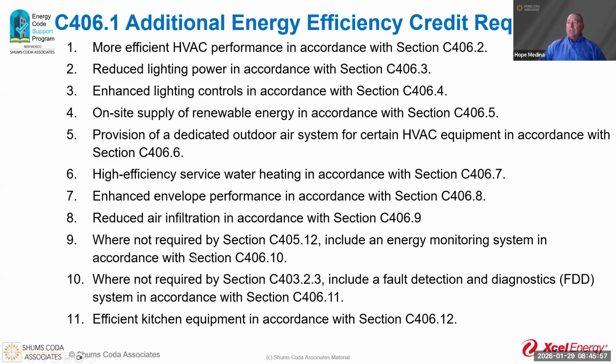That's a credit. Where not required by 405.2, include an energy monitoring system in compliance with section 406.10. So if it's not required of the building and you put in that energy monitoring system, you can get credits for it, going above and beyond. You can include the fault detection and diagnostic system per 403.2.3 and get the credits from 406. And finally, if you have a commercial kitchen, efficient equipment in there will get you credits.